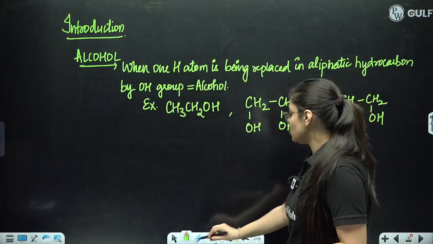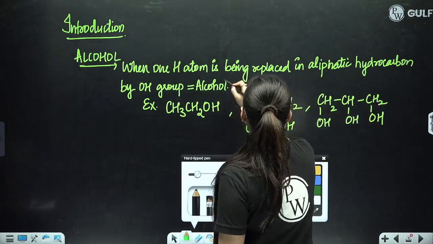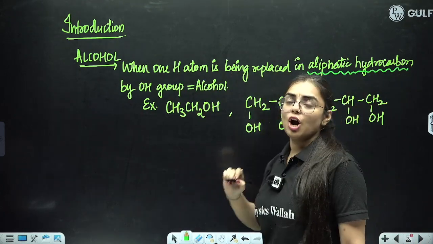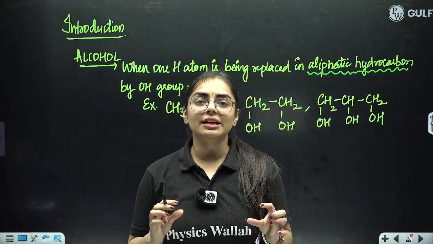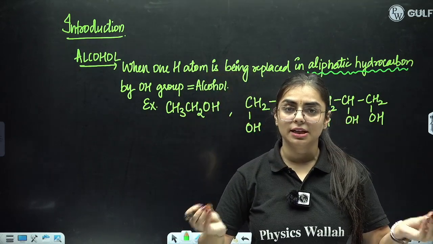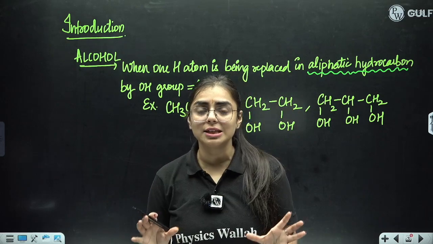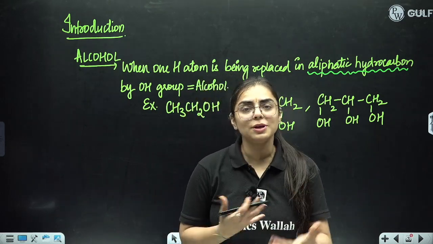Here we need to understand the very basic part, that we are using the word aliphatic hydrocarbon or an aliphatic chain. Aliphatic refers to the straight chain, basically an open chain. In general, straight chain, but yes, it is preferably used for open chain compounds.